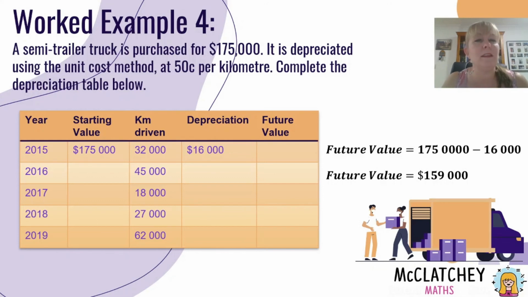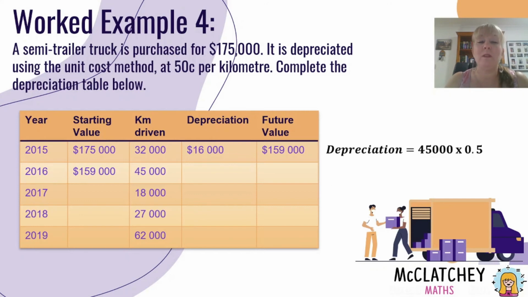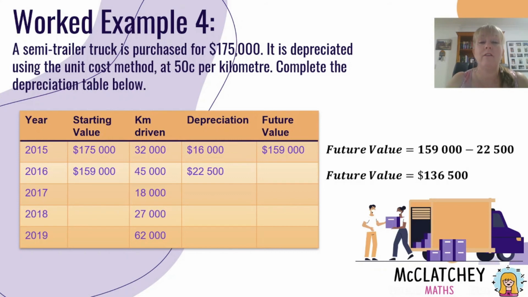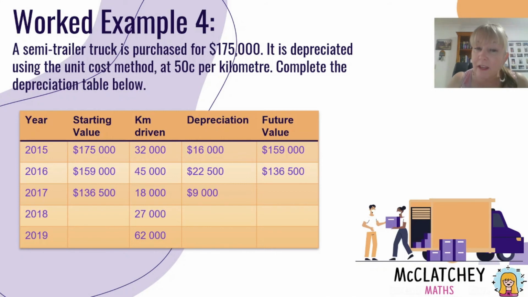Oopsie, too many zeros in that one there. Did you notice? Okay, now that future value comes down as the starting value for the year 2016. And once again, we're going to multiply that 45,000, which is the kilometres for this year, by 0.5. And we've got a different depreciation amount because more kilometres were driven that year. And so our future value, we're going to take that off, and our future value is going to become $136,500. That becomes our starting value again.